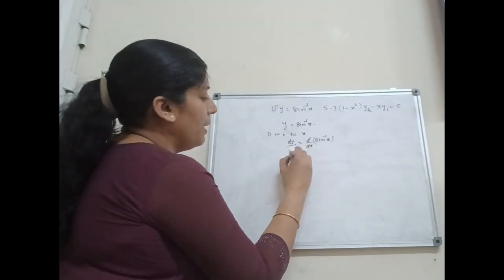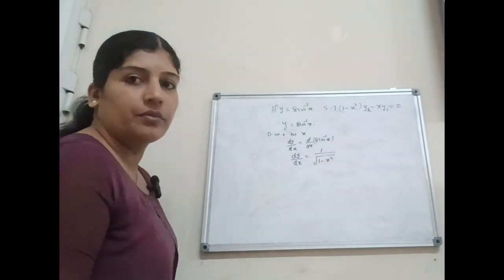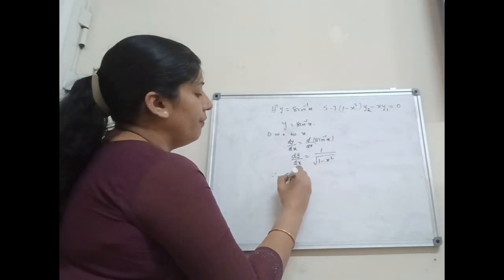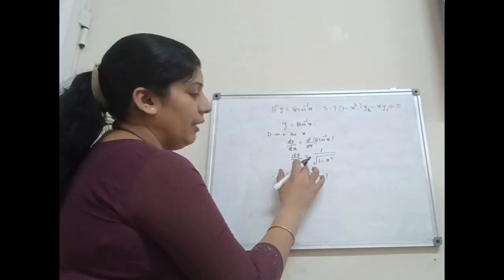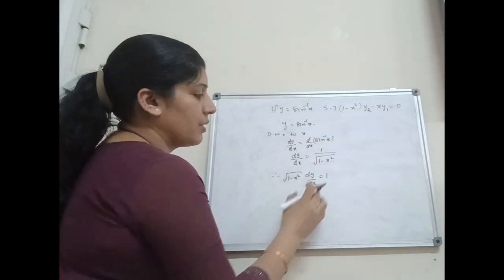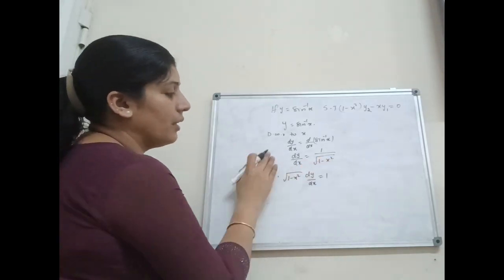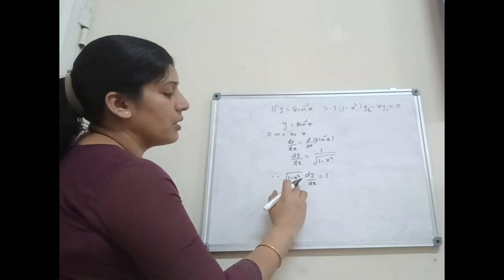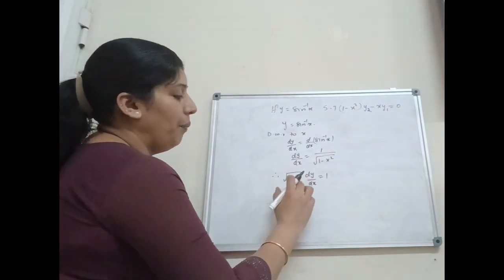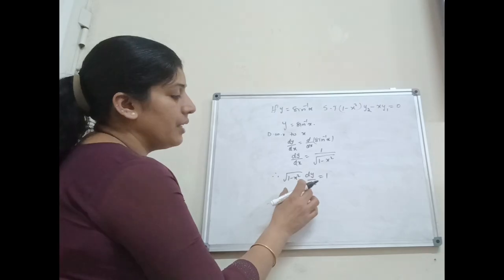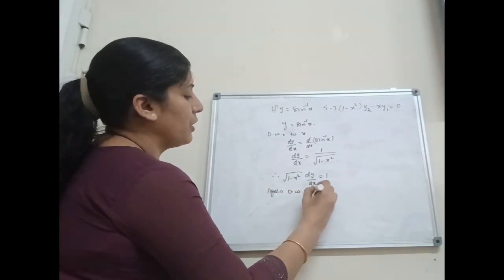That is dy by dx equal to 1 by root of 1 minus x square. Therefore, we can take root of 1 minus x square on this side. That is root of 1 minus x square into dy by dx equal to 1. Next, we have to apply the product rule. Next, we have to differentiate with respect to x.